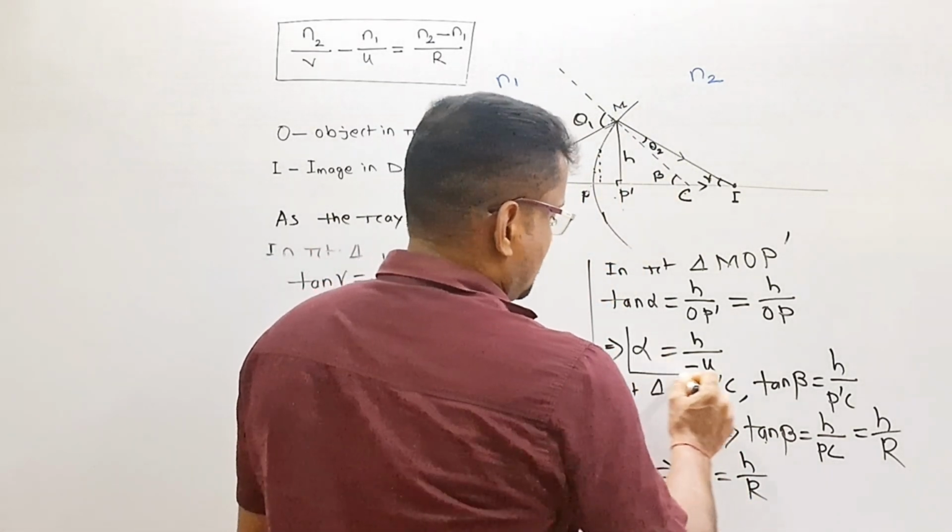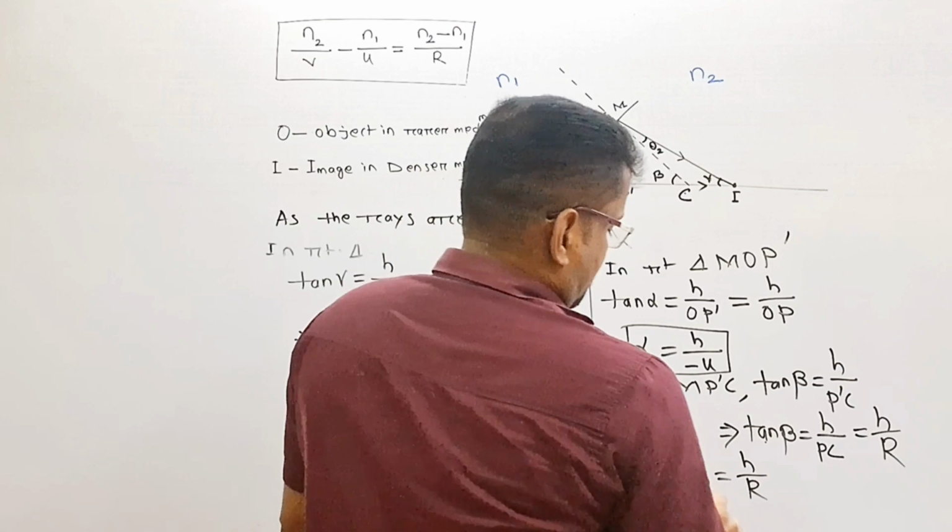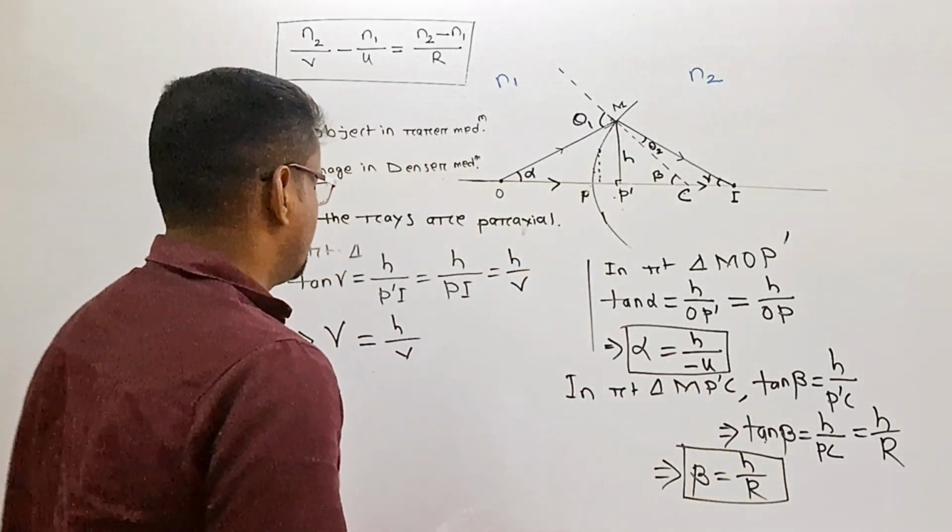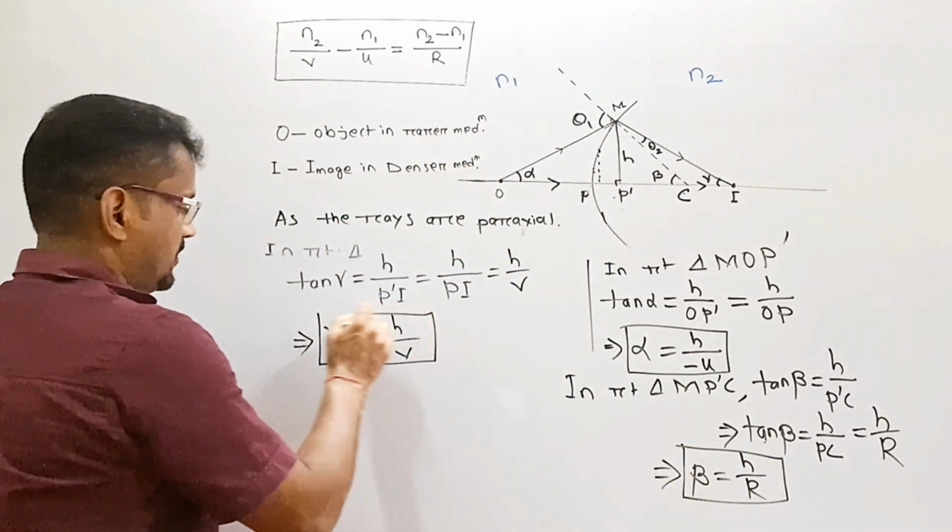Yeah, that is h by r. So alpha value ulai cholo, beta ami ulai cholo, aru ifale gamma ami find out kori cholo.